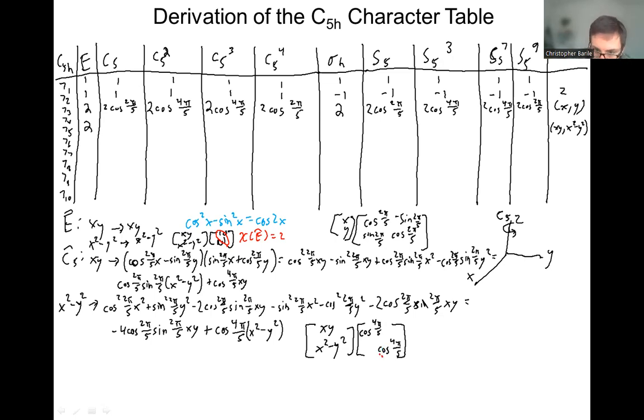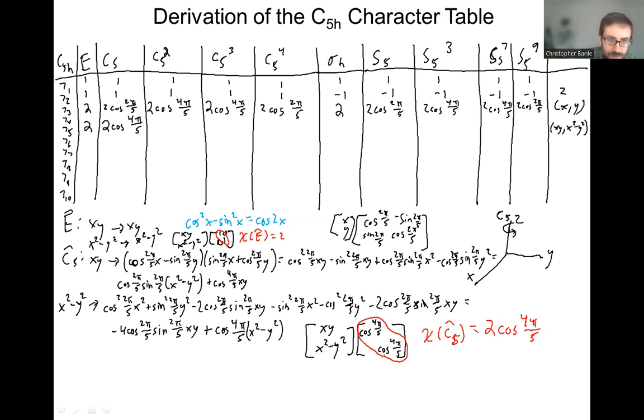So then we can take the sum across the diagonal here to get the trace of our matrix. And we get the trace is equal to, sorry, cosine 4 pi over 5 plus cosine 4 pi over 5 equals 2 cosine 4 pi over 5. And that is what we can plug in for C5 with this representation. You can see it's different than before. Before we got 2 cosine 2 pi over 5.